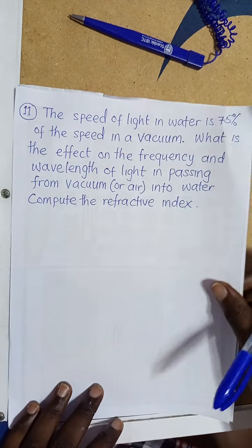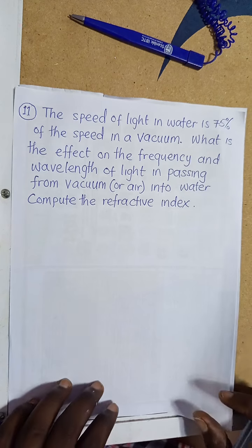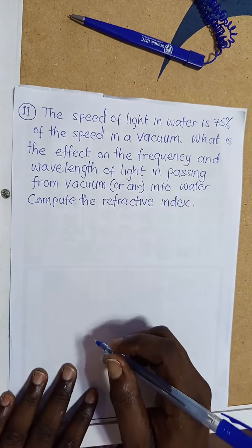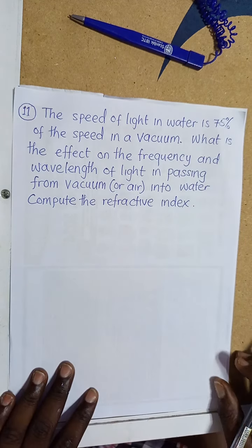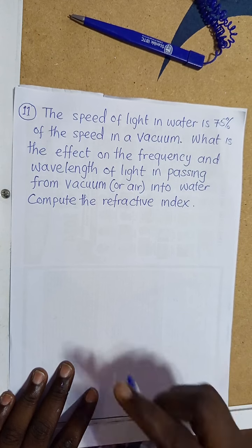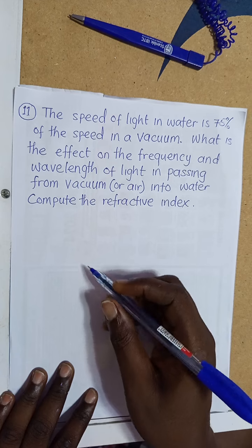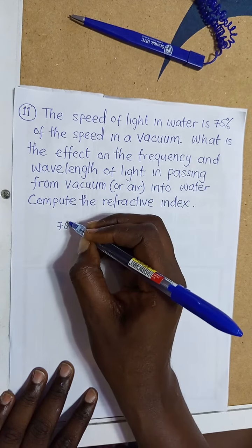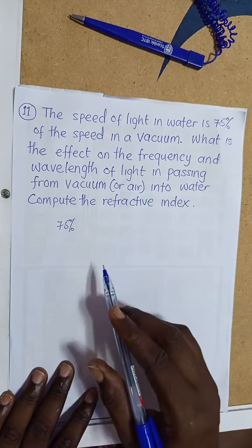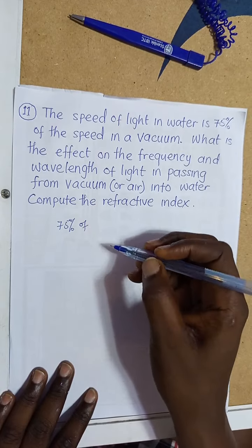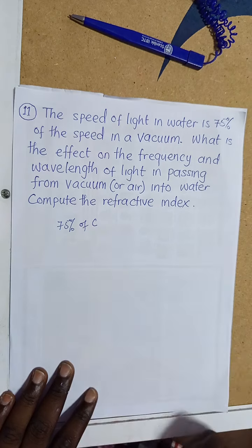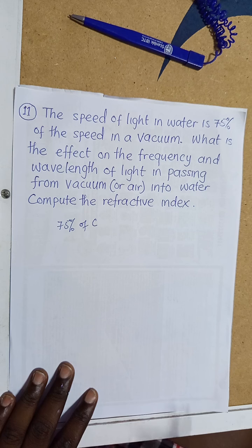So now we want to enter another dimension of questions. Please enjoy this question and let's see what we can do. Now this one says the speed of light in water is 75% of the speed of light in air. What is the effect on frequency and other?